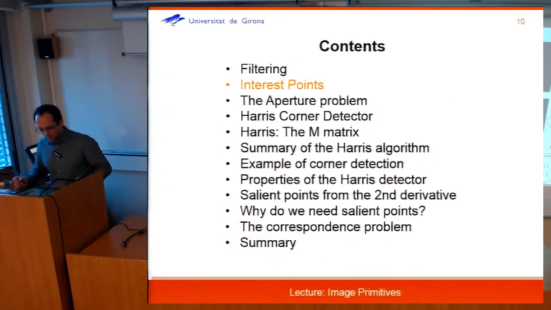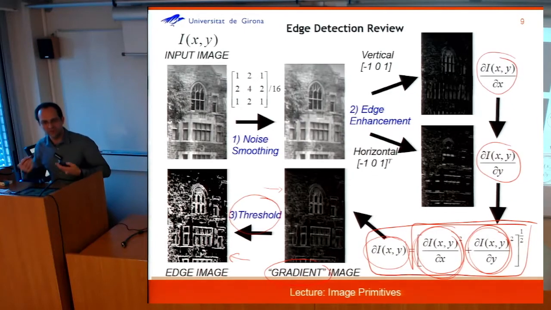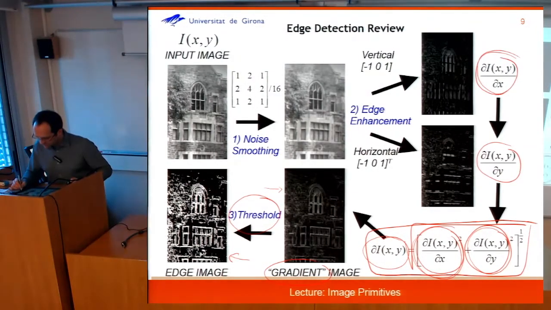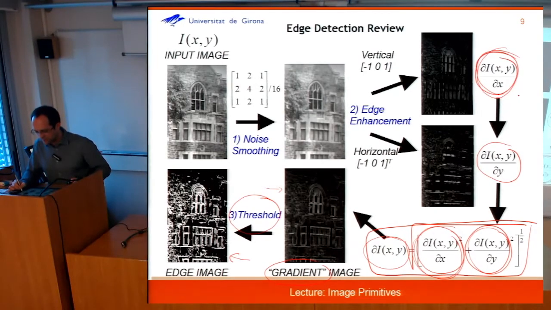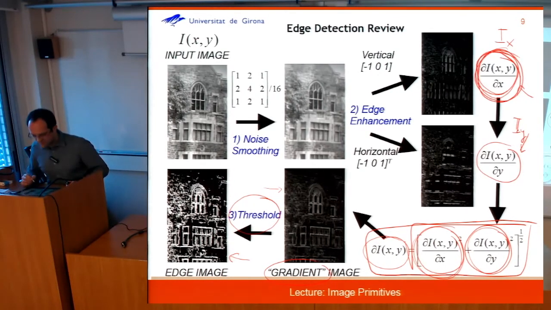When we want to detect interest points in images, we are going to use the gradient image. We're not going to use the edge image. We're not using a binary image, we're just looking at the gradients. So many times I'm going to talk about the derivative of my image with respect to x and the derivative of my image with respect to y, and I'm going to use the following notation. Instead of writing all this, I'm going to write Ix, the derivative in x, and Iy, the derivative in y, the partial derivative of my image I with respect to y.